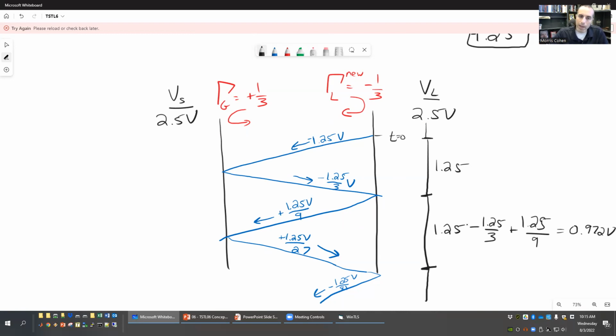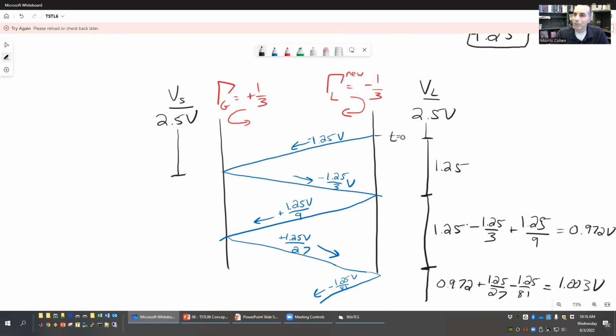All right, let's carry that one more step. That wave reflects, it goes back and forth again, and for the second time, it gets back to the load for a reflection. And we're going to take this 0.972, and we're going to add the incoming wave, 1.25 divided by 27, and we're going to add up the reflected wave, which is negative 1.25 divided by 81. Anyways, this works out to be, I'll spare you the calculations, 1.003 volts.